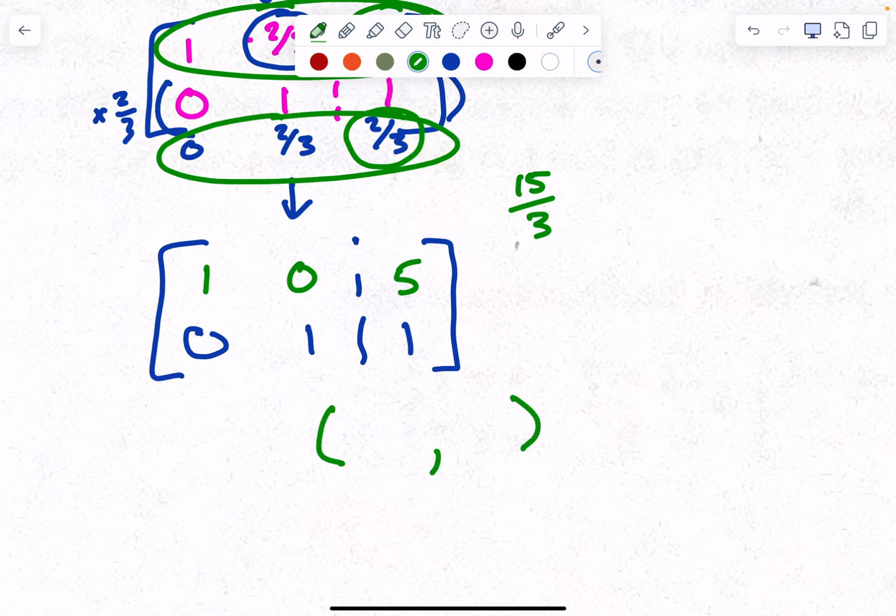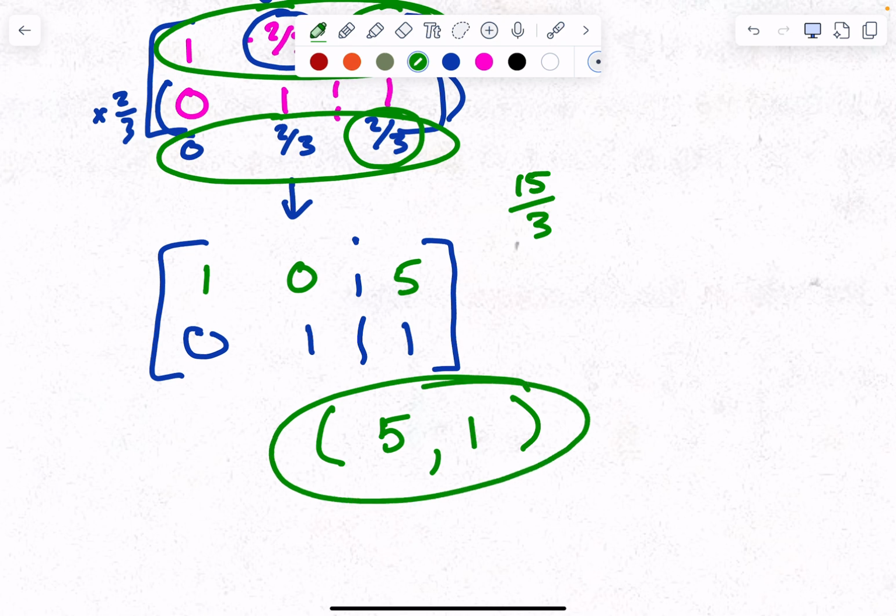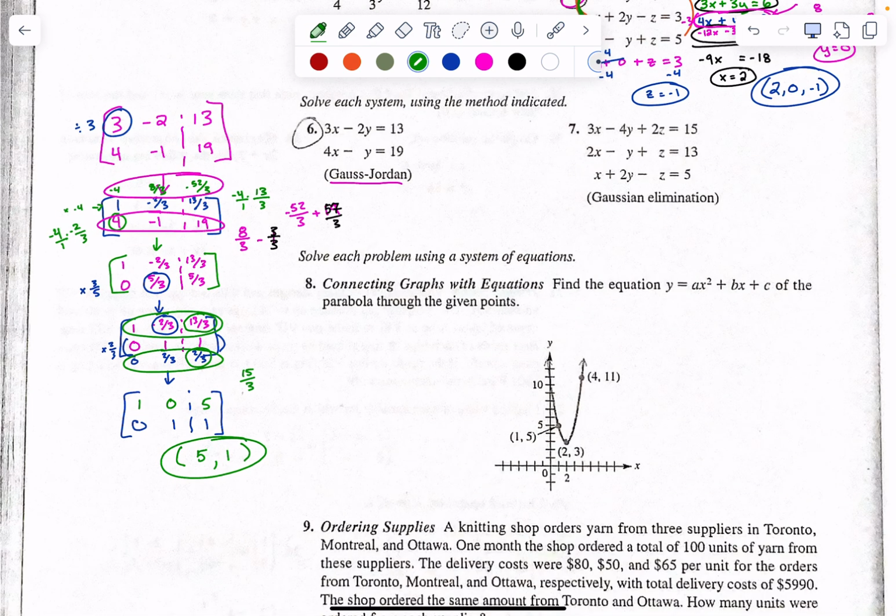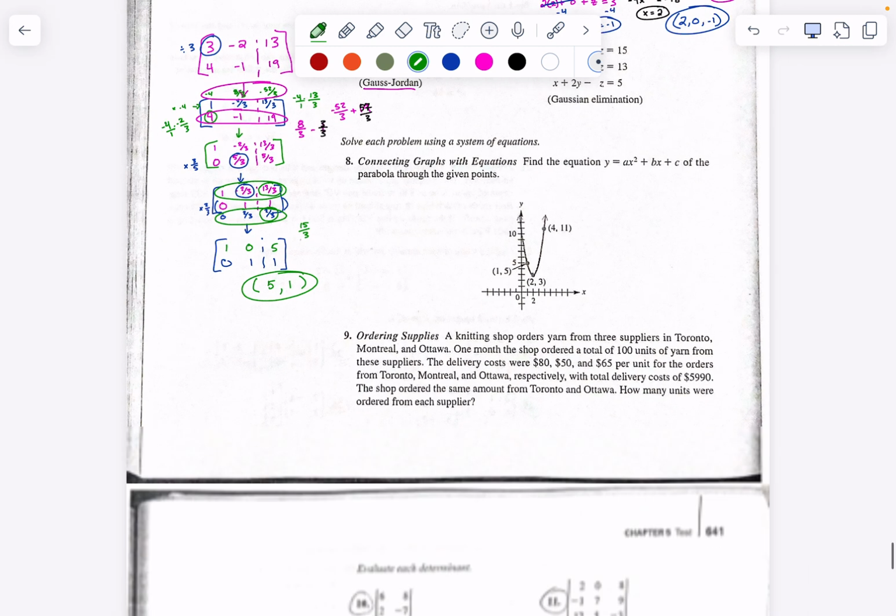If I were to have done substitution or elimination, my answer would be 5, comma 1. That's where those two things are going to cross each other. It's a pain in the butt in the middle, but the answer's nice. That makes me feel better that we did it right when I get a nice answer at the end.